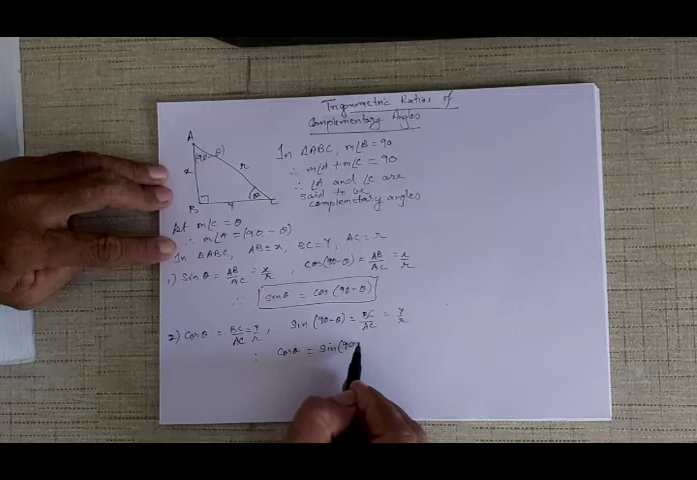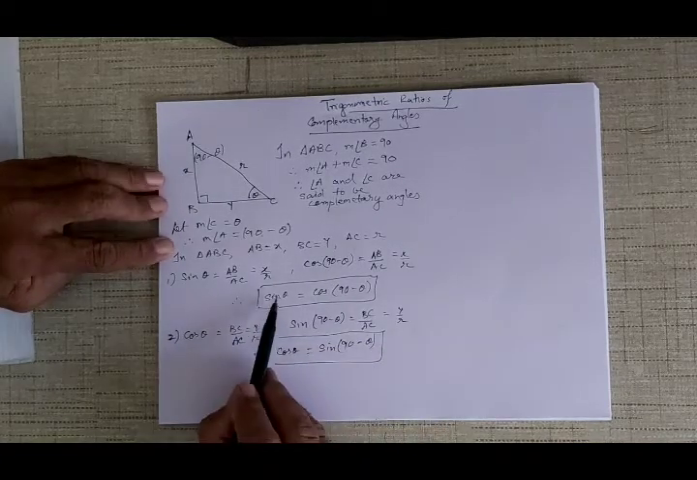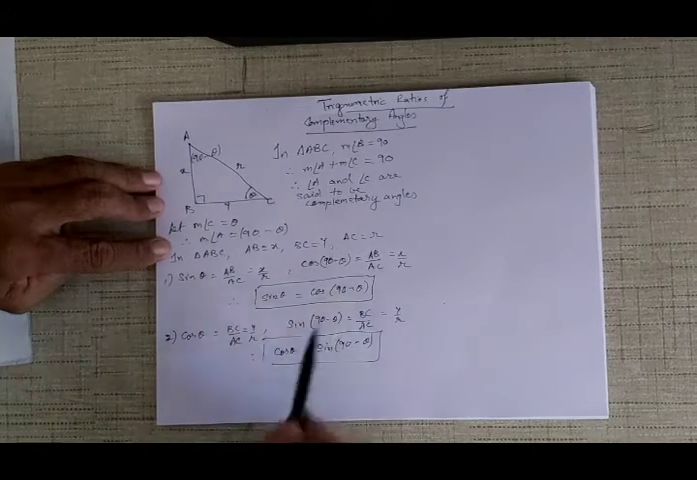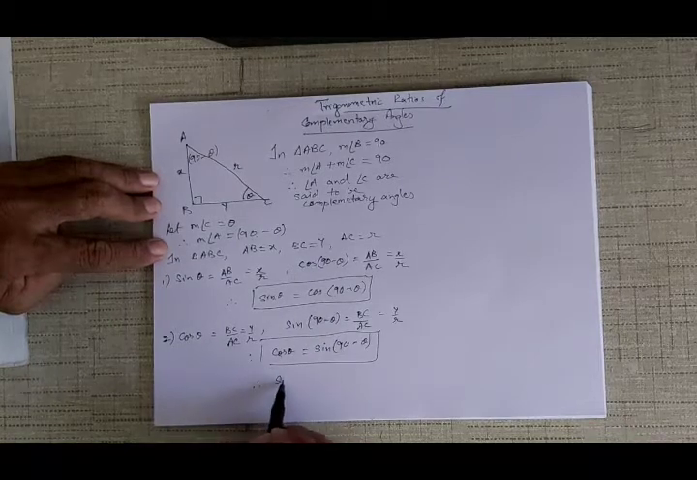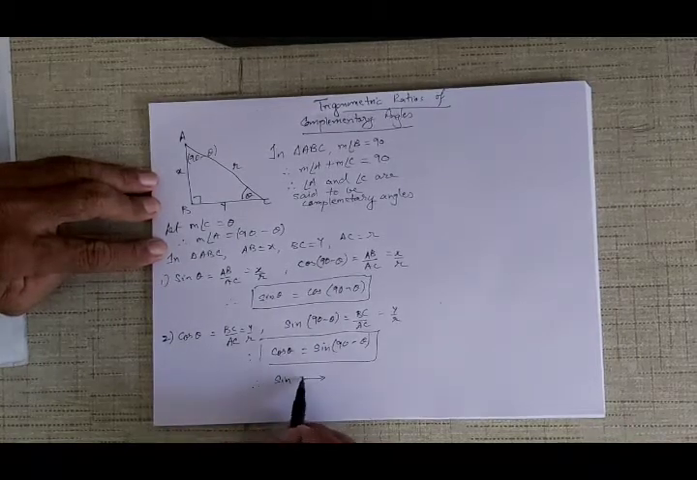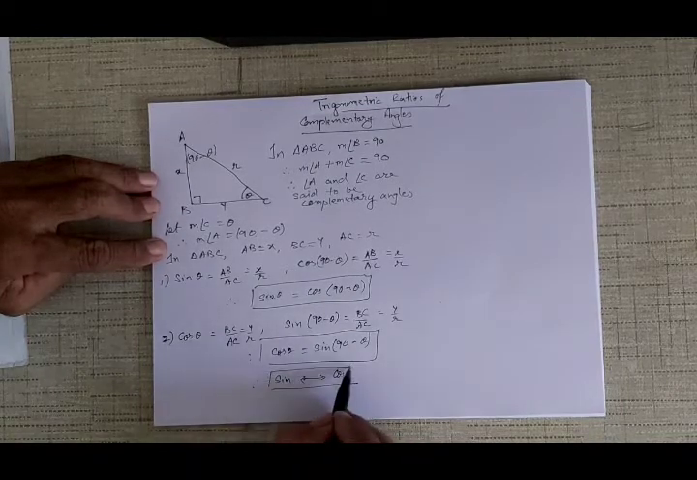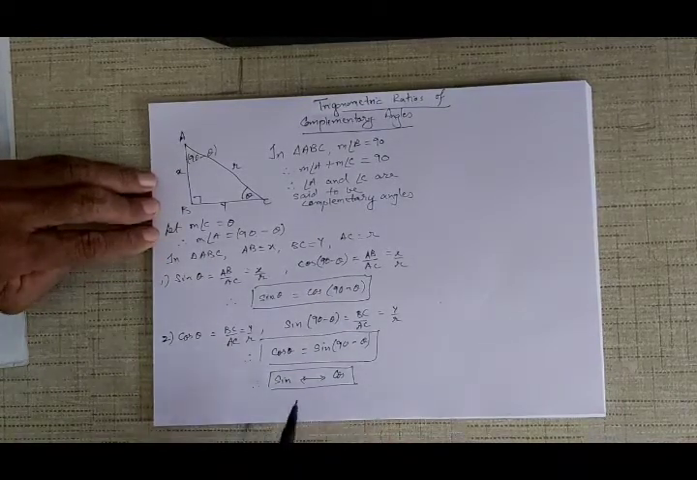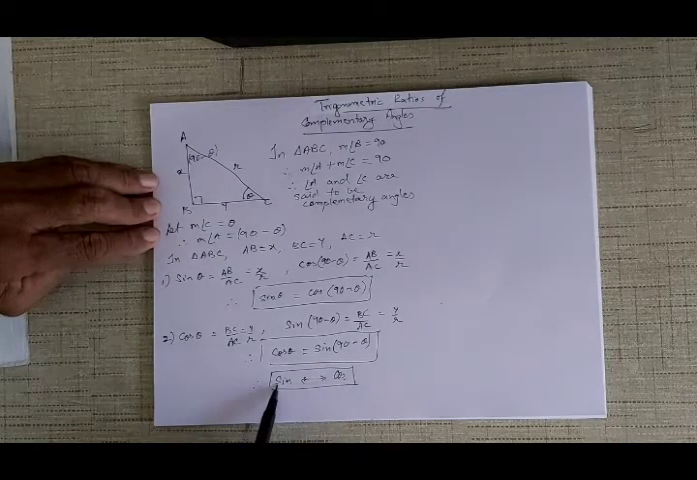Now you can see this. Sin theta is cos 90 minus theta, and cos theta is sin 90 minus theta. Therefore, sin and cos are complementary. So I am writing here, see, sin and cos are complementary. Look at this: sin theta is cos 90 minus theta, and cos theta is sin 90 minus theta.